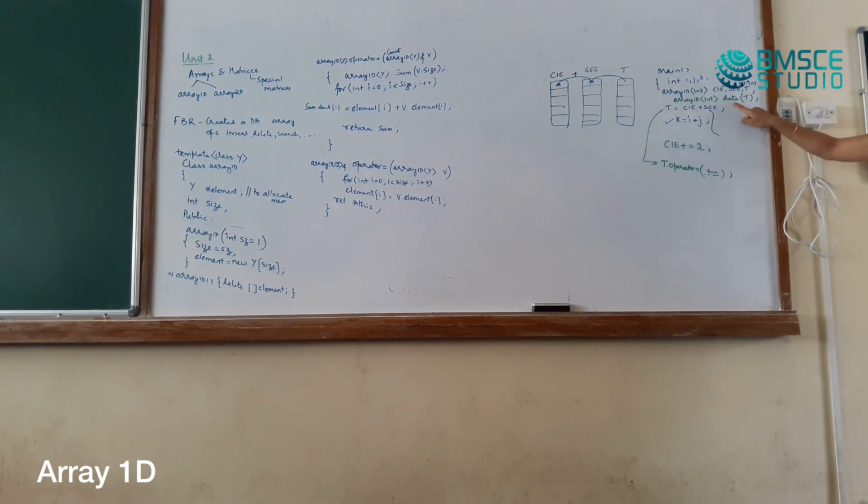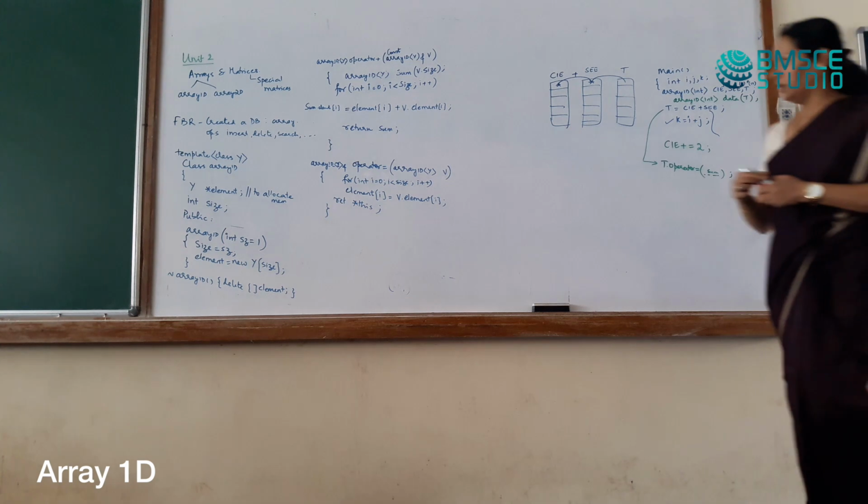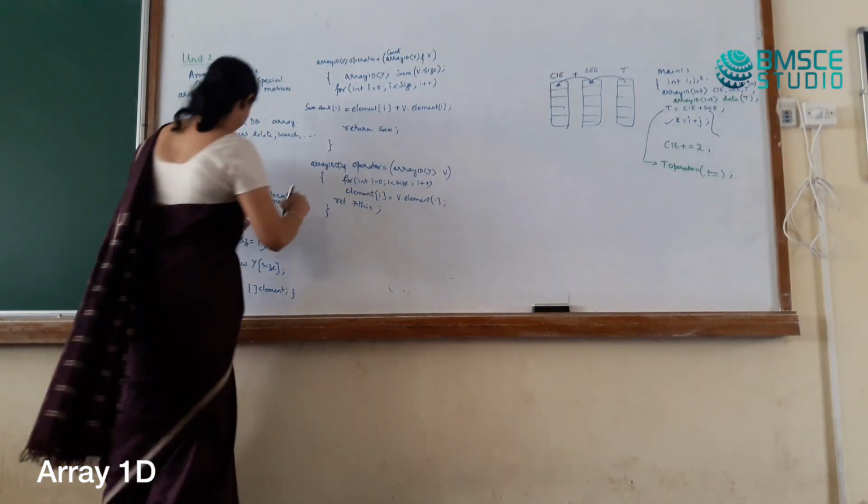What is the name of the object? Data. And what is this extra argument that I am sending? It is not a variable. It is another object, T. So this refers to the invocation of a copy constructor. We don't have a copy constructor written.